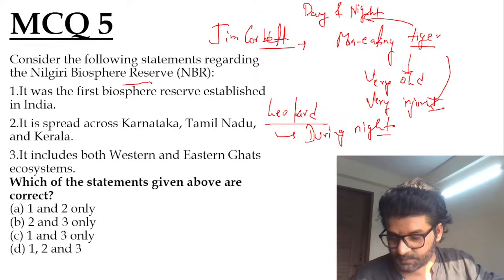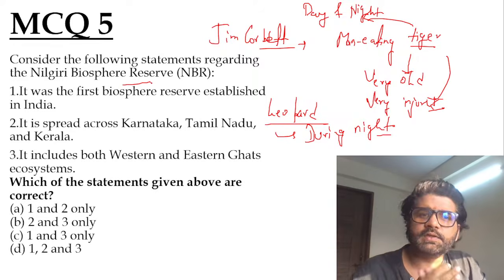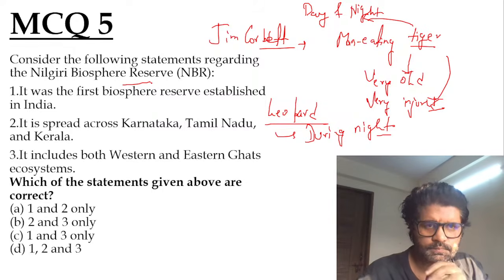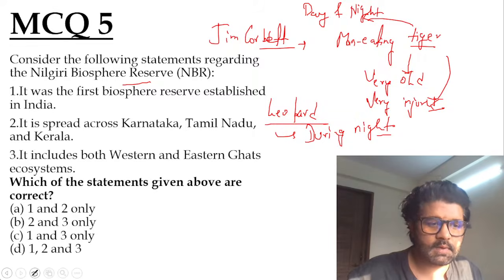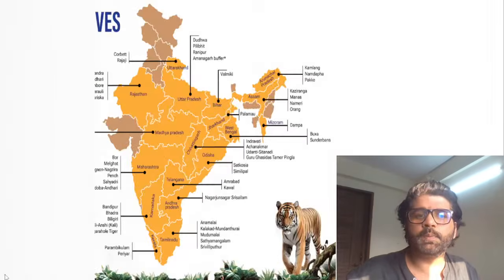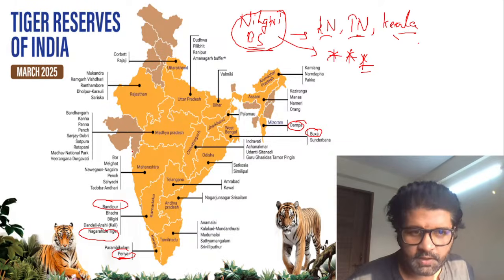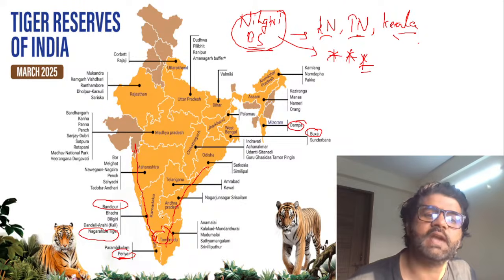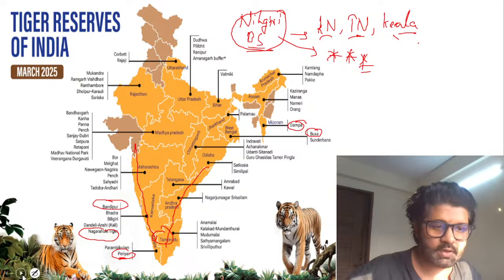So what is the answer, guys? Consider the following statement about Nilgiri Biosphere Reserve. And yes, when you people grow up and read about geography, you will read that there's a Western Ghat here, there's an Eastern Ghat here. Nilgiri is acting as a linkage between both Eastern and Western Ghats. So yes, that is also correct.